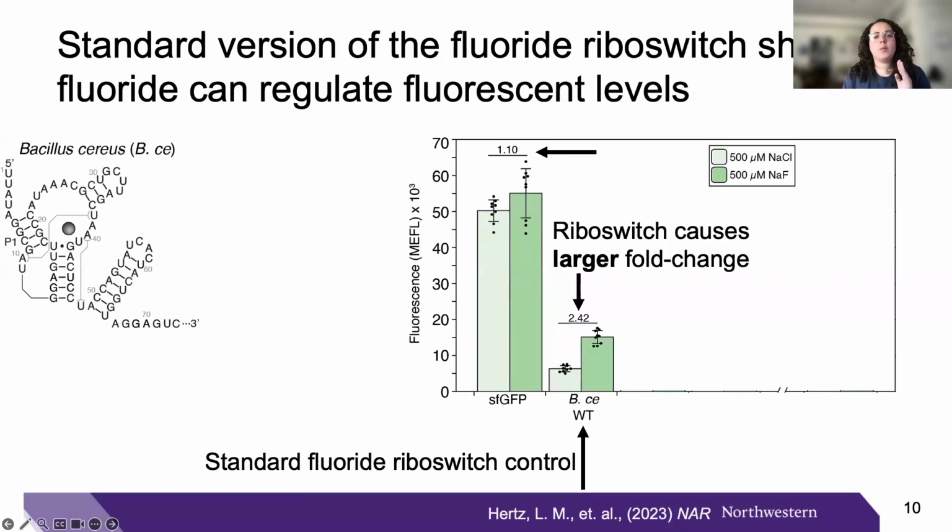That's supposed to say the fluoride riboswitch shows fluoride can regulate. Sorry, my cell is covering up the word shows. But I had this standard fluoride riboswitch sequence from Bacillus. And when I put it in my cell assay, I see that, one, I'm overall getting a lot less protein being made, but two, in the presence of fluoride, now I'm getting that 2.4 fold change of fluorescence, letting me know that the riboswitch is in fact regulating the amount of fluorescence being produced.